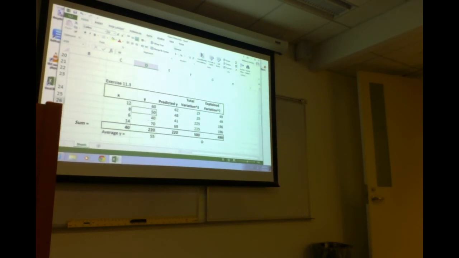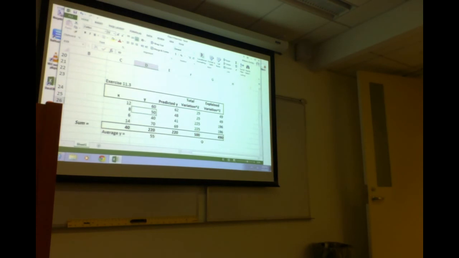So total variation is going to be this: 60 minus 55 is 5. So this person has 5% more invested in the stock market than average. Right? We haven't done the regression equation yet. We're just calculating total variation from the straight up average. And it's 5% more. We take the square of that, and we've got our first total variation squared. We do that 4 more times, and we've got the sum of squared total variation.